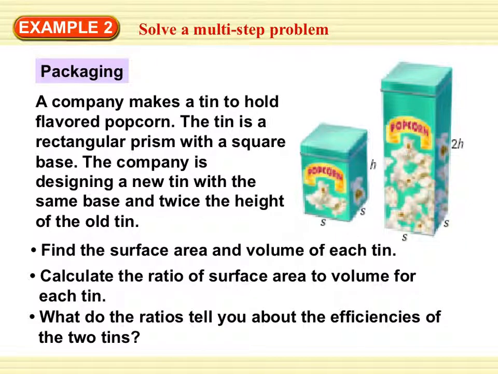A company makes a tin to hold flavored popcorn. The tin is a rectangular prism with a square base. If the company is designing a new tin with the same base and twice the height of the old tin, find the surface area and the volume of each tin. Calculate the ratio of surface area to volume for each tin. What do the ratios tell you about the efficiencies of the two tins?